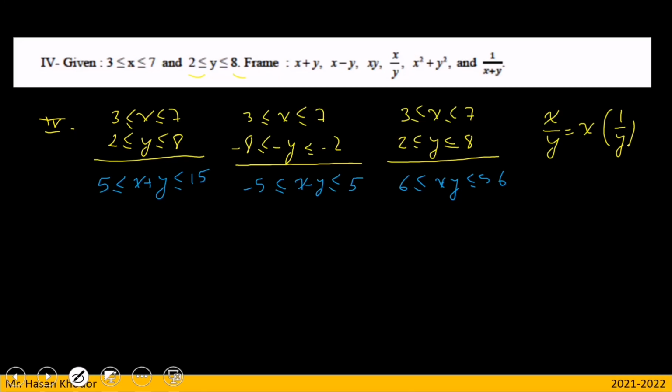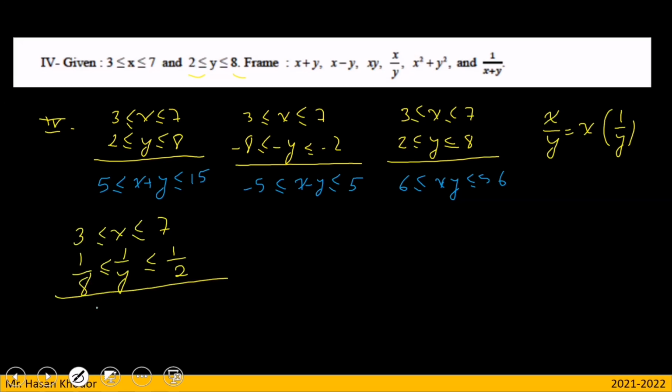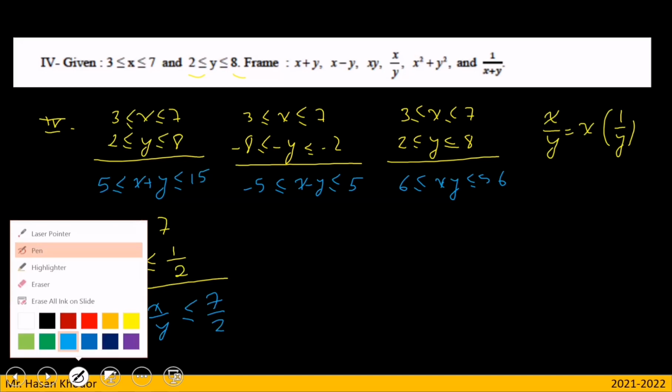Now, what is the frame of x? X is framed between 3 and 7. What is the frame of the reciprocal of y? It's between 1 over 8 from the left and 1 over 2 from the right. Now we multiply the results so that we get 3 times 1 over 8, or 3 over 8, in other words, x times 1 over y, which is x over y, 7 times 1 over 2, which is 7 over 2, end of the frame of this one.